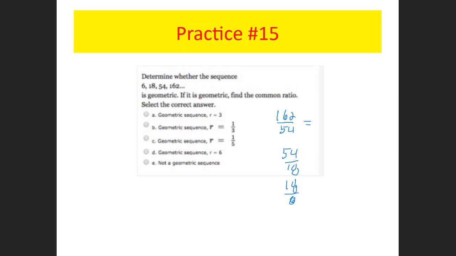So I'll get my trusty calculator out here. 162 divided by 54 is 3. 54 divided by 18, that's 3. 18 divided by 6, that's 3. So they all have the same ratio. So this is a geometric sequence, and the r value is 3. Okay.